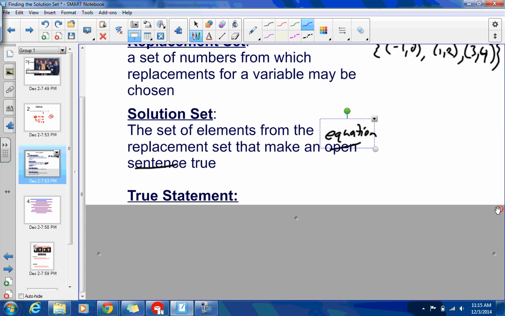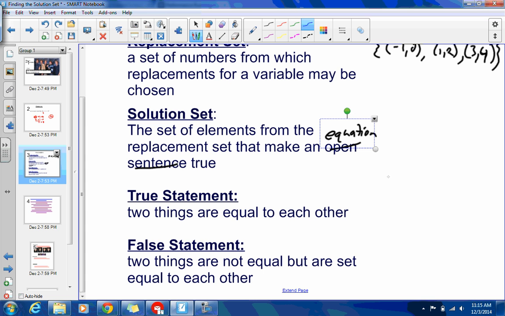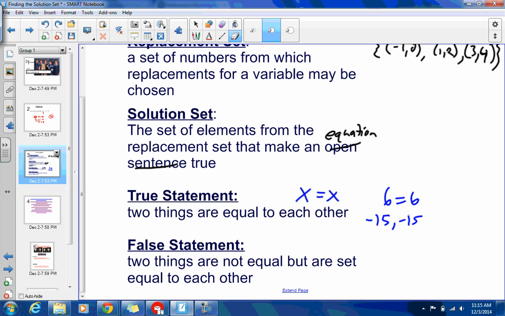When I say things about a true sentence versus a false sentence, a true sentence is very simply just 2 things that are equal to each other. Like x is equal to x, that's the same thing. 6 equals 6. -15 equals -15. Whereas a false statement, which is the ones that'll tell us it's not part of the solution set, are 2 things that are not equal but are set equal to each other. So if you have an equal sign with, let's say, 6 equals -15, that's not true. That is not true, so it's a false statement.